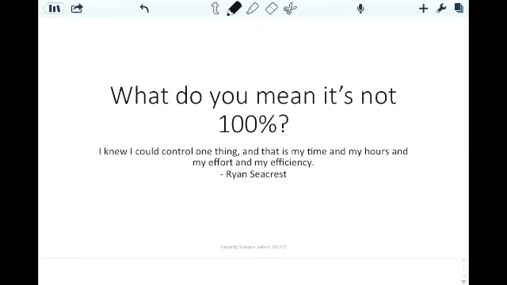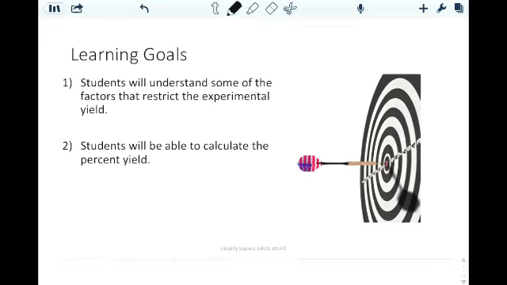Okay, so let's start talking about what do you mean it's not 100%. This is a lecture going over how to calculate percent yield. The quote we have: "I knew I could control one thing, and that is my time and my hours and my effort and my efficiency." So this whole lecture is going to be about efficiency. We're talking about percent yield.